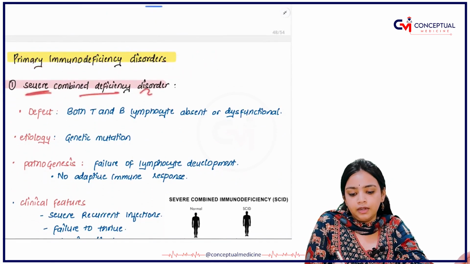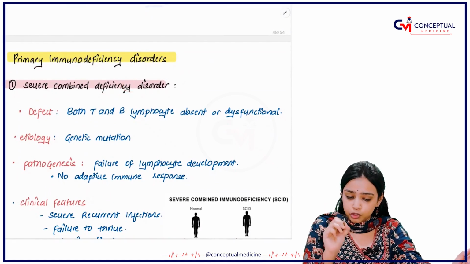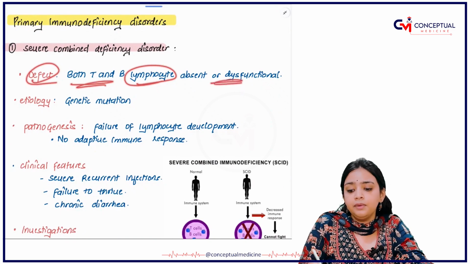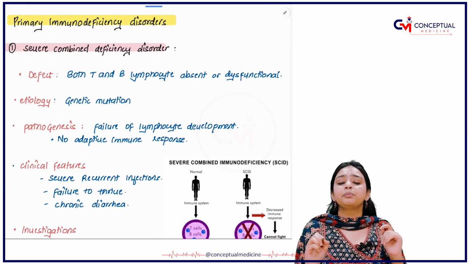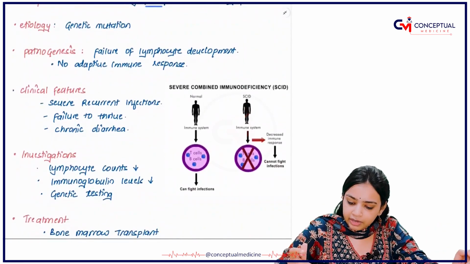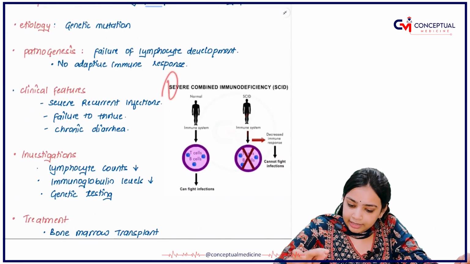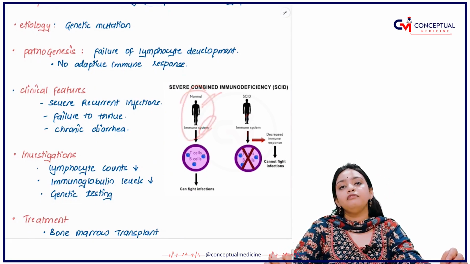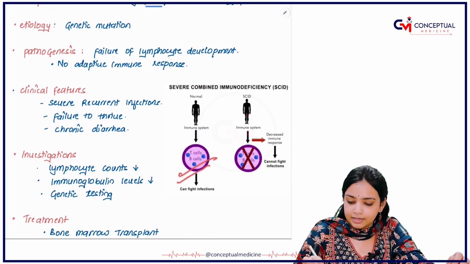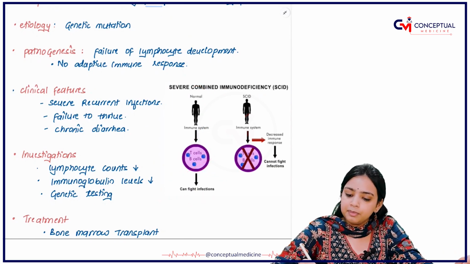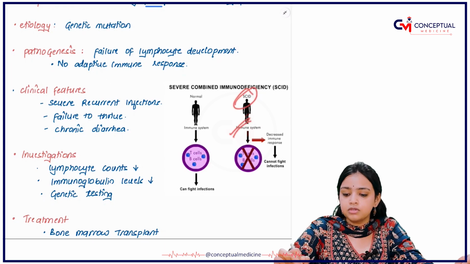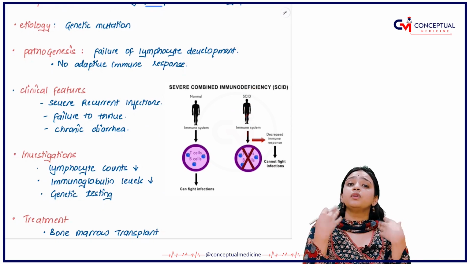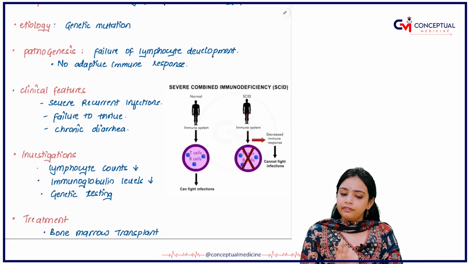First one you have is the SCID, that is severe combined immunodeficiency disorders. See, it is a defect in which both the T cells and the B lymphocytes are absent, or either they are dysfunctional, means they are of no use. See this very, very beautiful diagram. Here you are able to see a normal person, and in the normal person you have both the T cells and the B cells present. They can fight the infection. But if a person is having SCID, his or her immune system is of no use. So they don't have the B cells and the T cells, and as a result of which what will happen? They are more prone to having infections, right?